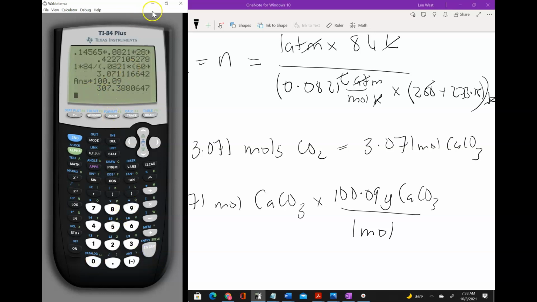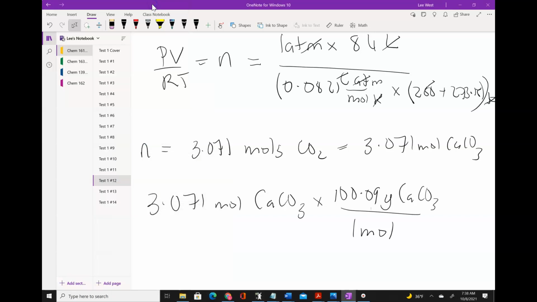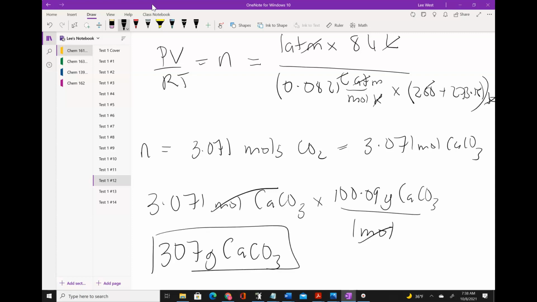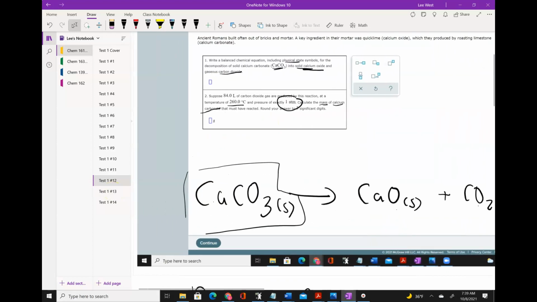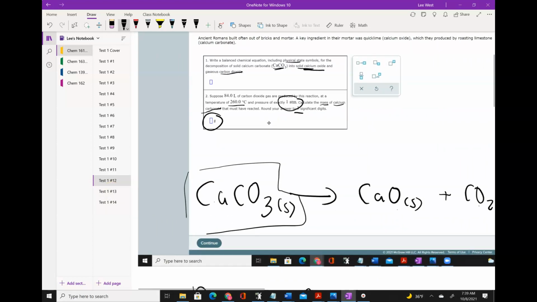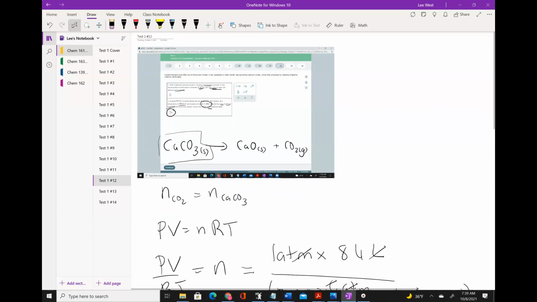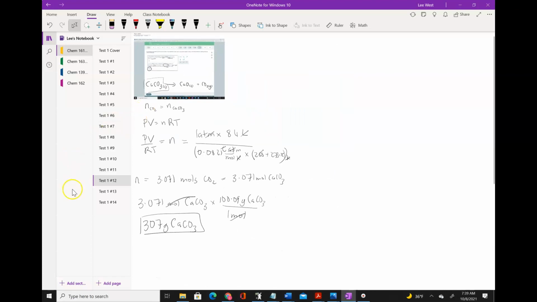We need 307 grams of the calcium carbonate, and we know we got it right because the moles cancel. So 307 grams of calcium carbonate. Alright, I'm pretty happy with that. So just double check that we got everything correct. 3 sig figs, units of grams, it all looks good to me. Alright, we got off there lightly because the mole ratio was all 1 to 1 to 1.